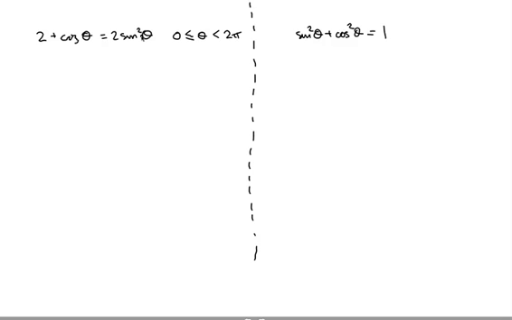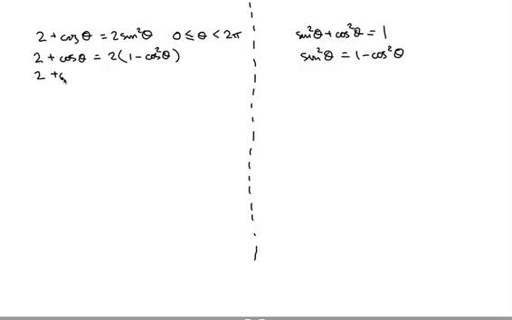So we want to replace sine squared theta. Let's subtract cos squared theta from both sides. And we can replace sine squared theta by 1 minus cos squared theta. Watch out for the 2 that's there. It's twice the whole of 1 minus cos squared theta.